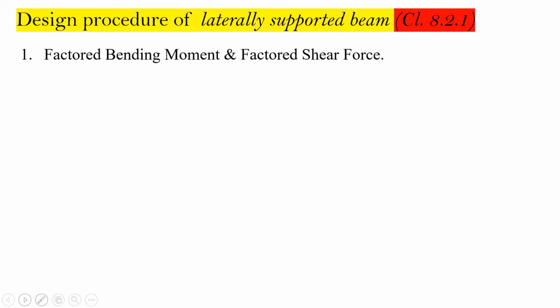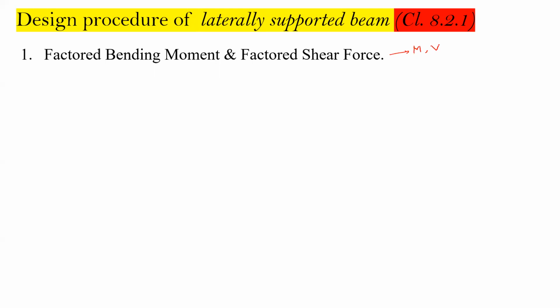The design procedure of laterally supported beams consists of 7 to 8 steps. In the first step, from the given data, you're going to find out the values of the factored bending moment and the factored shear force. The factored bending moment you can denote with capital M and the factored shear force with capital V. This determination depends on the type of support. For a simply supported beam carrying UDL, the factored bending moment is WL square by 8, and the factored shear force is WL by 2.